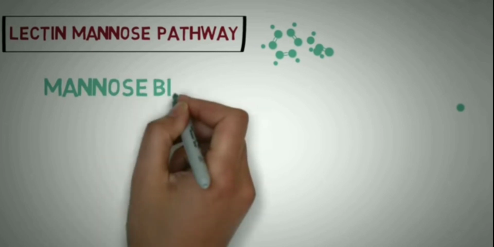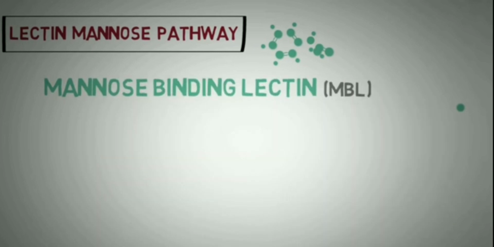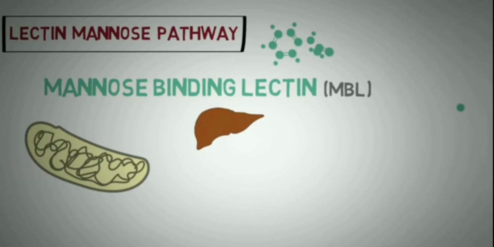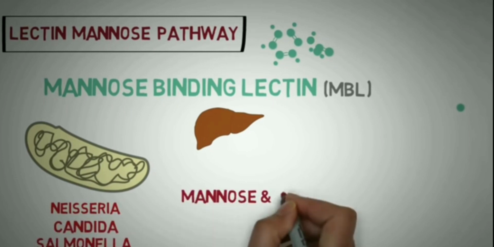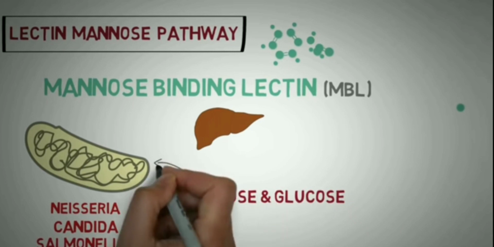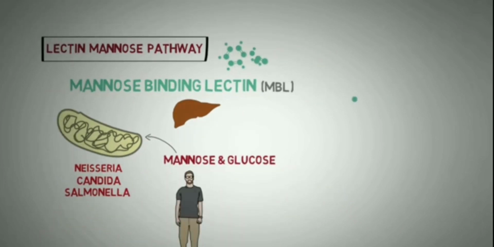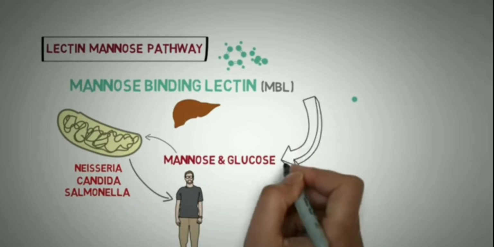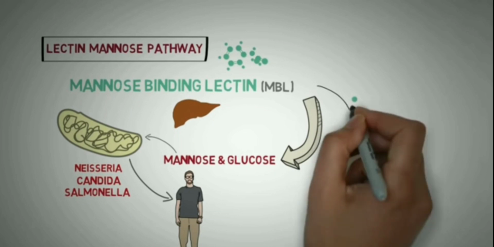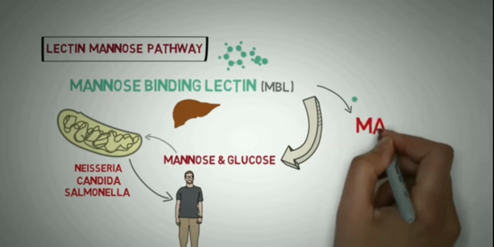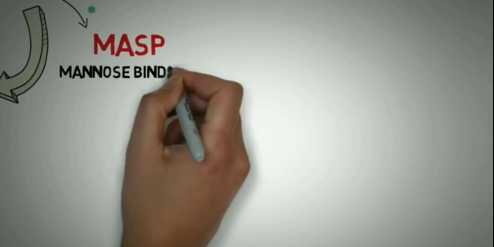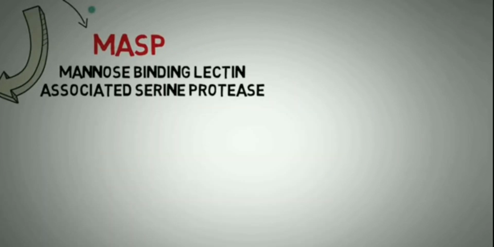Now let's talk about the lectin-mannose pathway for the activation of the complement system. The lectin-mannose pathway depends upon the protein known as mannose binding lectin or the MBL, which is synthesized in the liver. Organisms like Neisseria, Candida and Salmonella have glucose and mannose residues in their cell wall. Whenever these organisms enter the human body, the protein mannose binding lectin recognizes this and activates a protease called the MASP, or the mannose binding lectin associated serine protease. The MASP is a protease which binds mannose binding lectin.